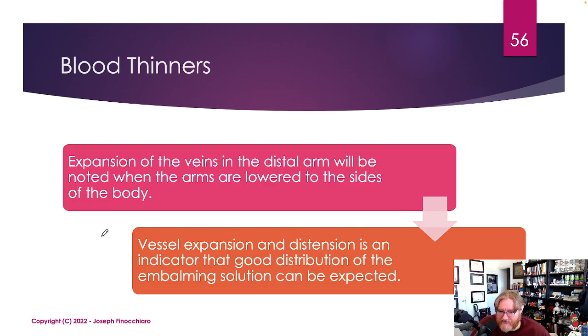Expansion of the veins in the distal arm will be noticed when the arms are lowered to the sides of the body. Vessel expansion distension is an indicator that good distribution of the embalming solution can be expected. One of the common techniques embalmers use is we put the arms over the side of the table and let gravity help us get stuff in there. And once we see that stuff is flowing in, we'll put the arms in the normal viewing position so that way it gets extra resistance on the way out and pushes into more areas.